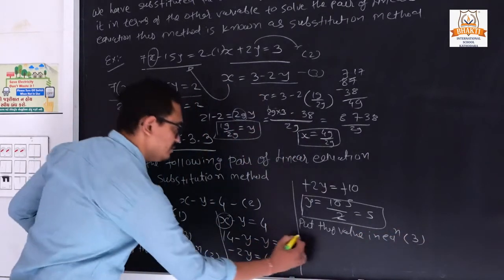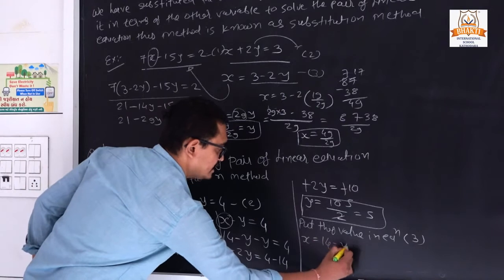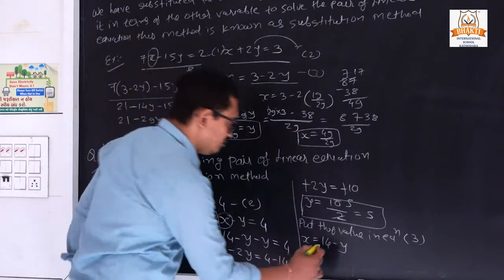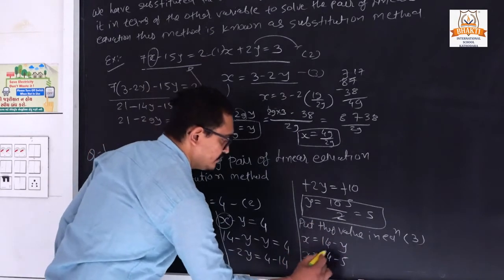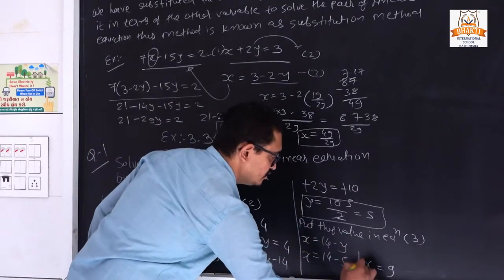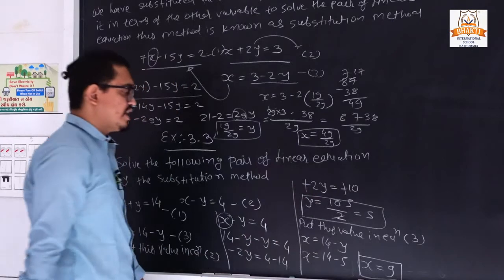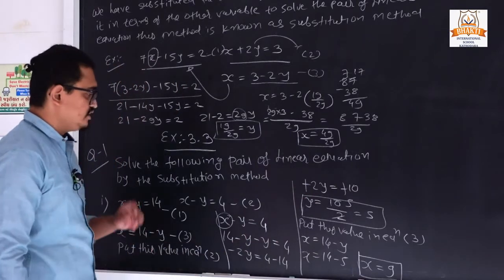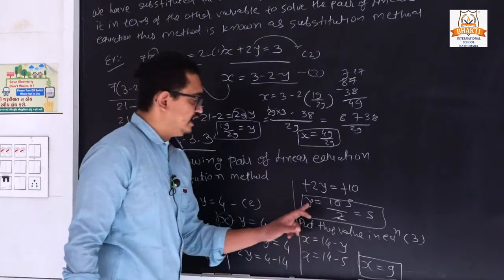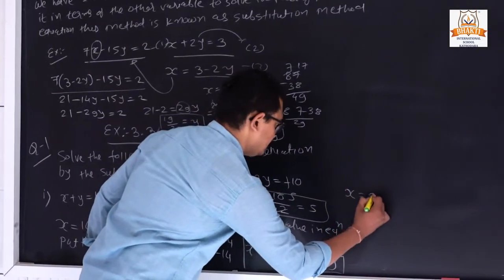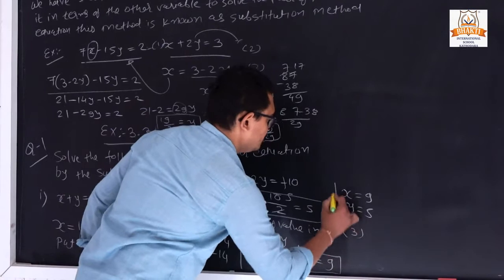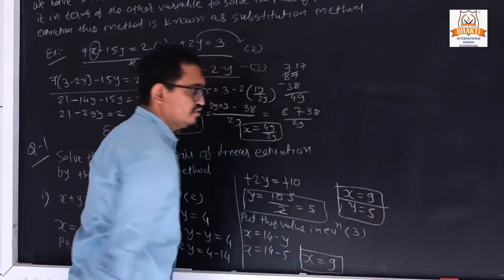So what is equation number 3? x is equal to 14 minus y. Now 14 minus 5, because y is replaced with 5, so x is equal to 9. So what is our solution of this equation? x is equal to 9 and y is equal to 5. So we can write it like that, x is equal to 9 and y is equal to 5. So this is our solution.